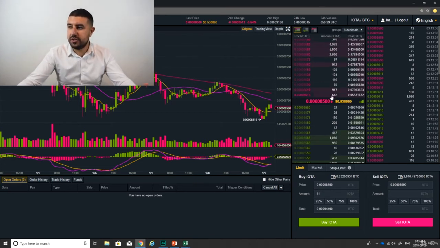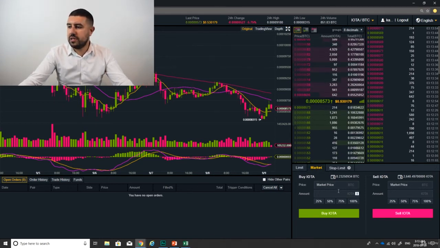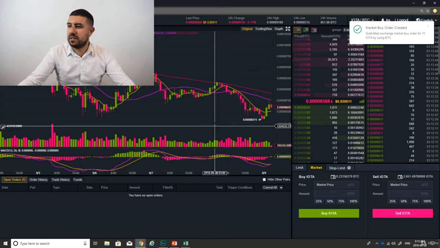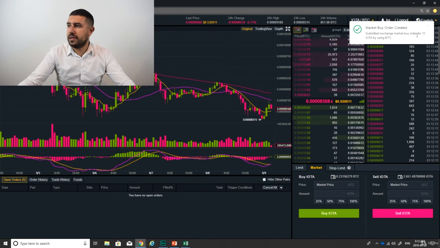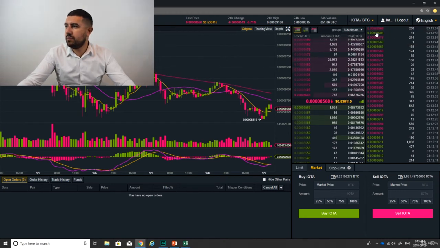There are so many sellers here. 11 is nothing. You're going to get this one. You don't want to buy 10,000 at market because you'll take all of these and push the price up and you'll get a bad price. So let's do the 11 at market. Buy IOTA, bam, just bought instantly because I bought from him. And you can actually see my 11 pop up here.